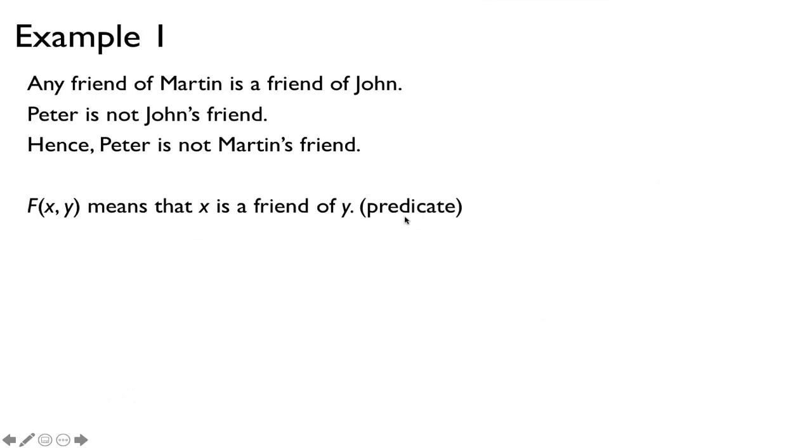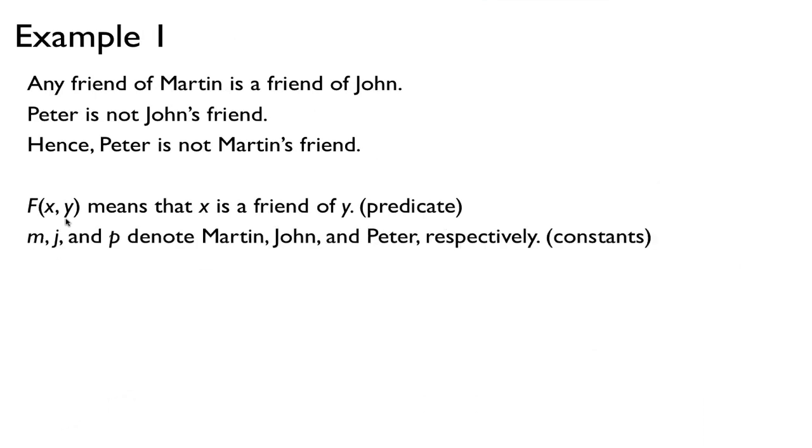A predicate simply expresses a relationship between objects. So f of x comma y, this predicate that takes two arguments, x and y, means that x is a friend of y. Later we see that a predicate can have one argument, two arguments, three arguments, etc. But here's an example of a relationship where two people are friends. And these names are constants, so we would denote them by M, J, P for Martin, John, and Peter. These constants represent those specific objects.